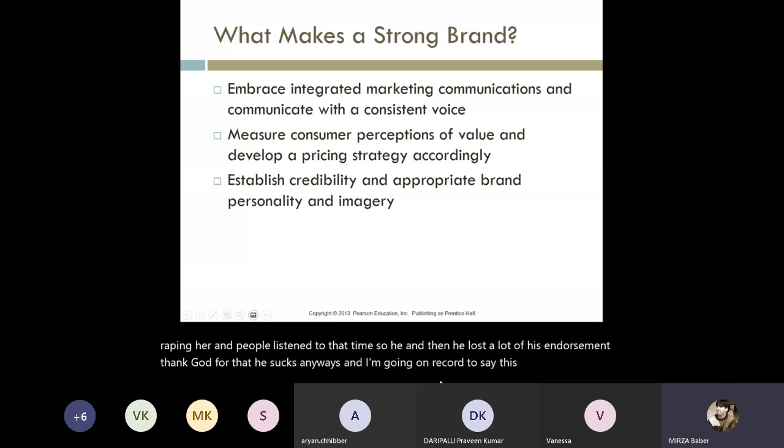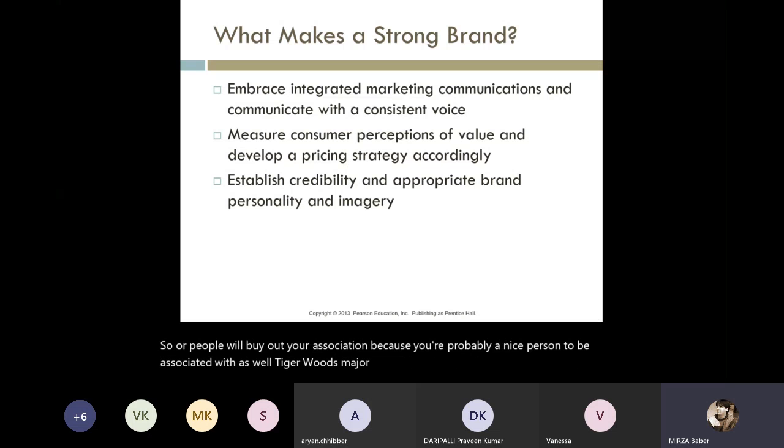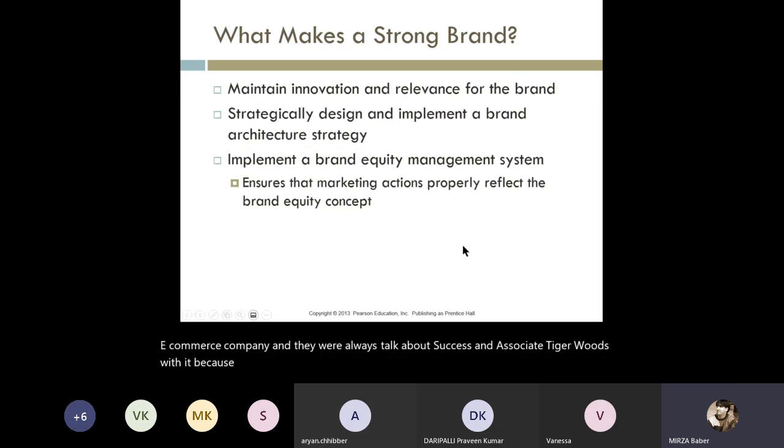Or people will buy into your association because you're probably a nice person to be associated with as well. Tiger Woods' major brand association was with Accenture. And they would always talk about success and associate Tiger Woods with it because he was young and successful.